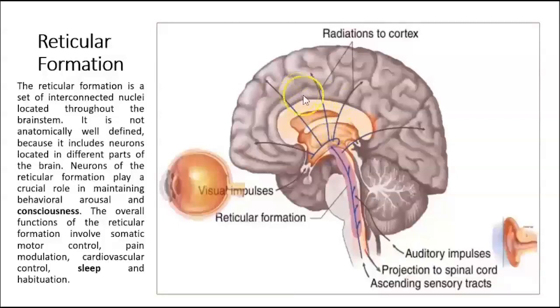It relays information that it receives, for example, from the ears and from the eyes, and also from lower areas of our body, such as our arms, cardiovascular control. Other functions are pain modulation, sleep and consciousness. You can go into a coma if you have damage to this area.